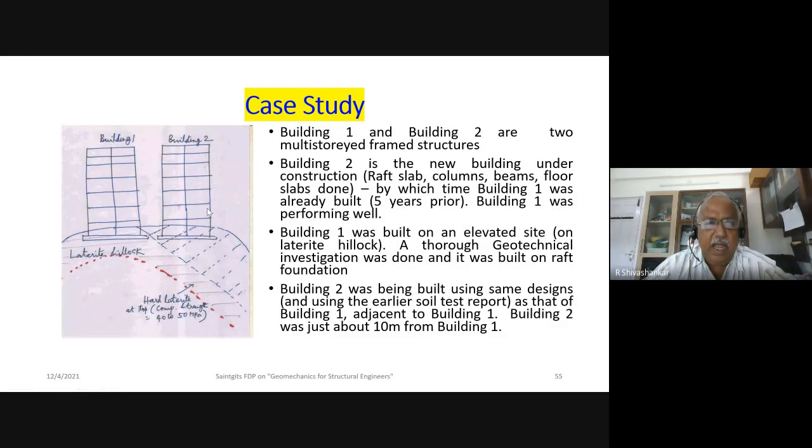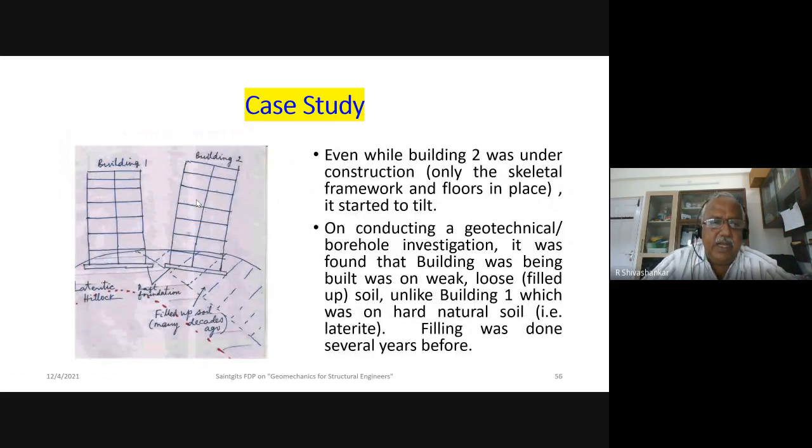So this first building was already built some years back and it was performing. And the second building was a new building that had just the columns and the beams and the slabs, the skeleton. But after a few days, this building started to tilt.